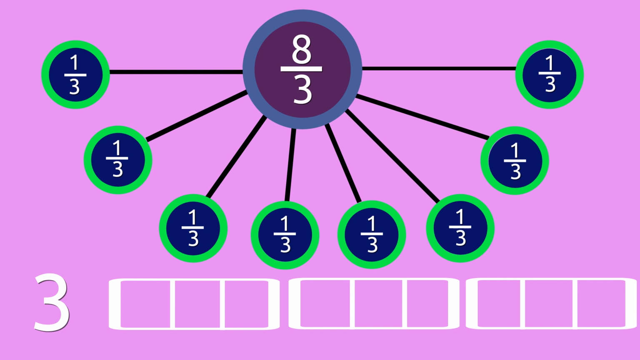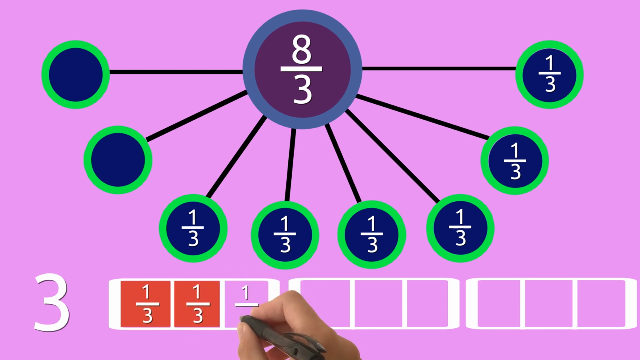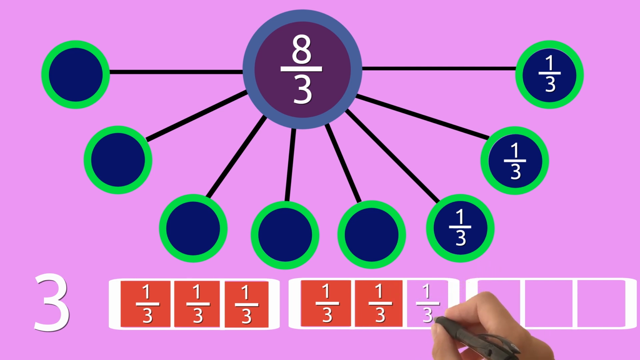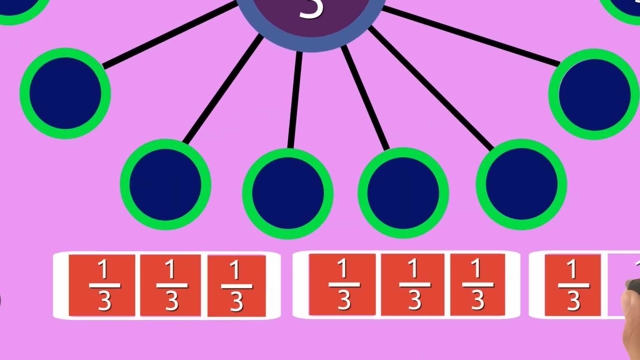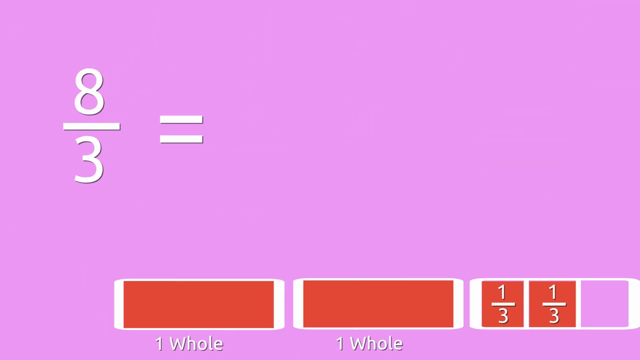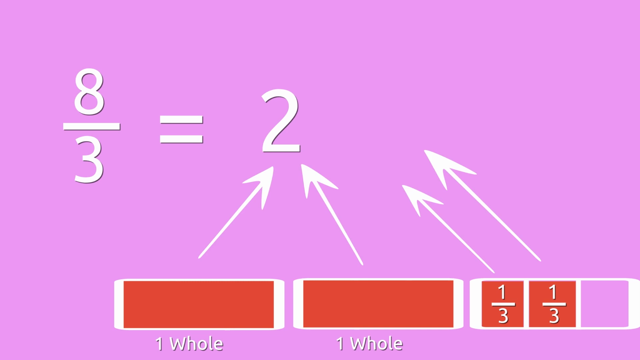I can now take the fractional parts of 1/3 and see how many whole numbers I can create. As I write and shade in each fractional part, I will cross out the third within our number bond. As we can see, I can create a total of 2 wholes, and I am left with 2 thirds. The fraction 8 thirds is the same as 2 wholes and 2 thirds.